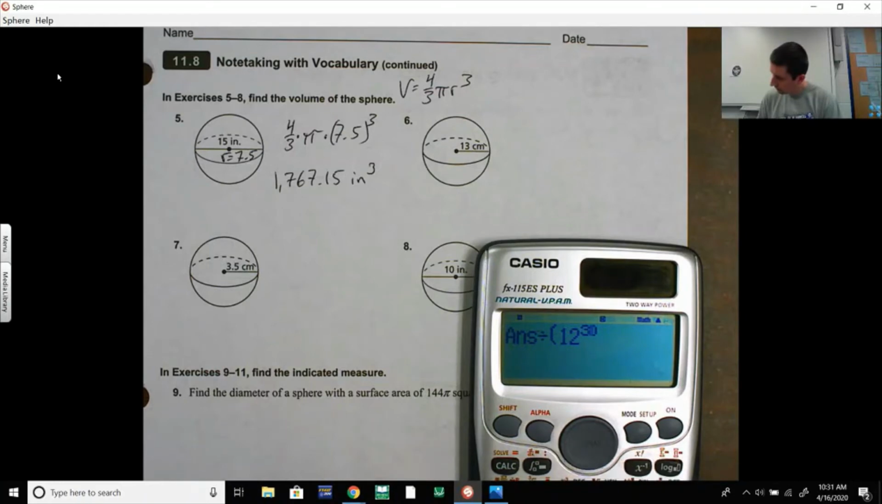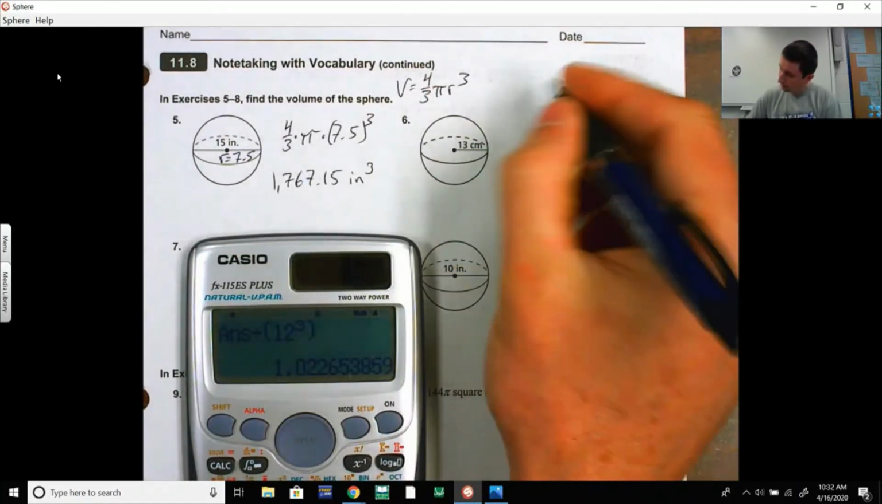You don't like that, okay. 3, there we go. So that's only about 1 cubic foot, okay? So we have that many cubic inches, that is only about 1 cubic foot. Interesting.